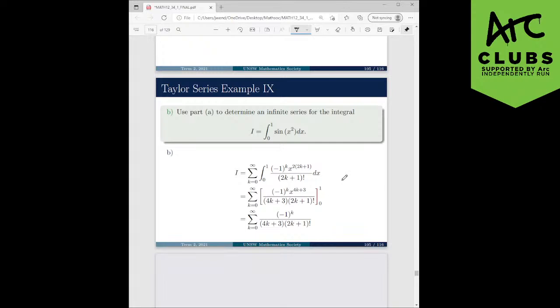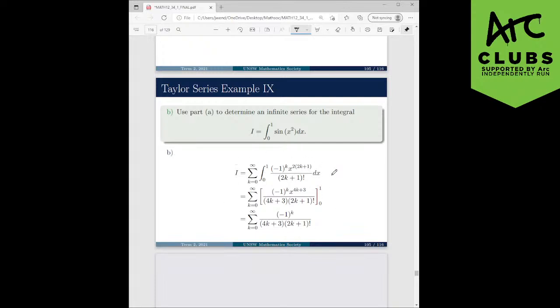And then you just have to evaluate it like you would do an integral. Because this entire first bit over here, excluding the x, is just a constant. So you can just keep it, and then you can reverse power rule the x. So x is actually x to the power of 4k plus 2. So integrating it, you get x to the power of 4k plus 3 over 4k plus 3. And then you sub in the 1 and 0. 0 zeroes out everything. The 1, the x evaluates to 1. You're left with just negative 1 to the power of k over 4k plus 3, 2k plus 1 factorial. And you have it. You have the infinite series.